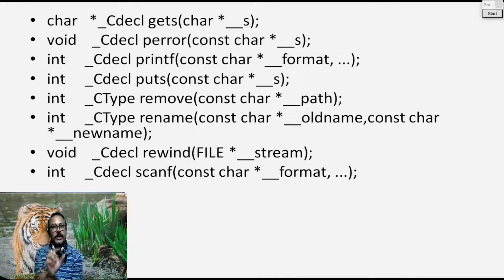stdio.h stands for standard input output. So there are two kinds of input output: standard input output and file input output. We'll study file input output later, but stdio.h stands for standard input output header file.